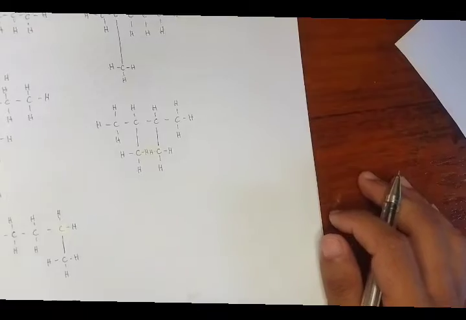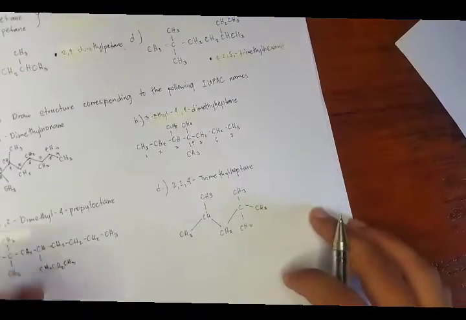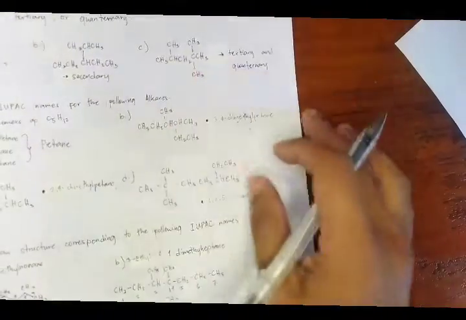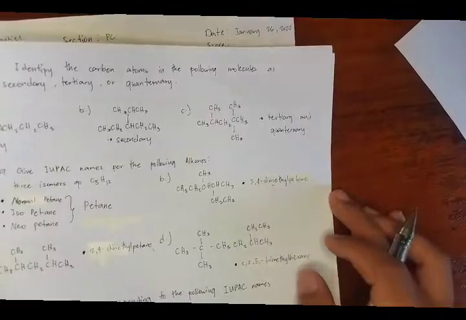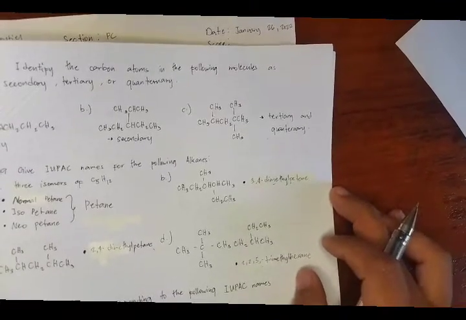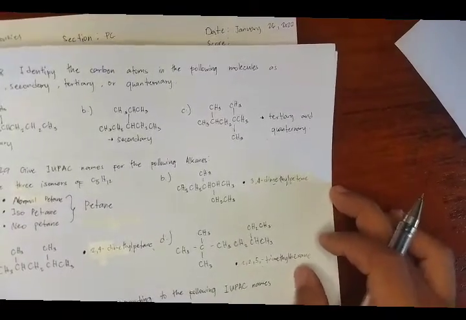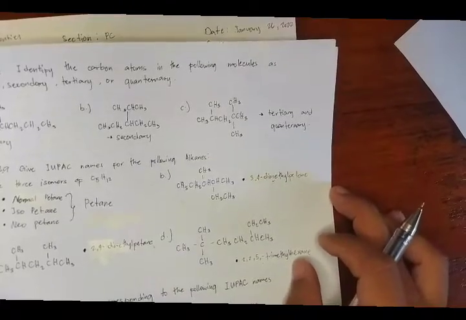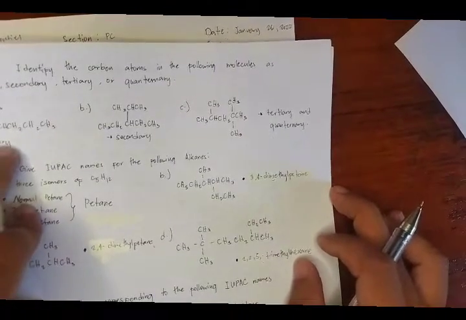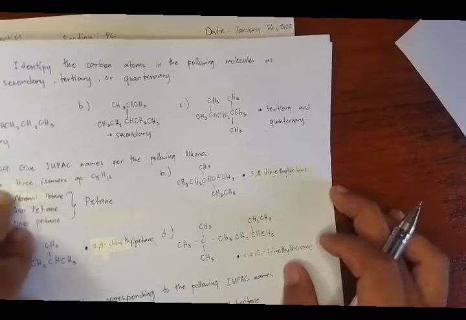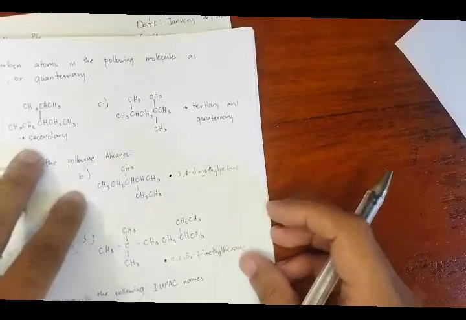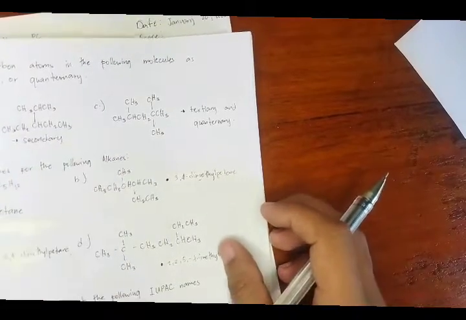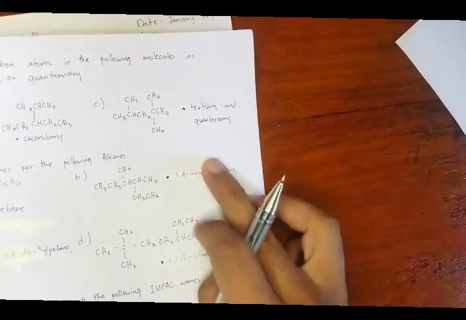We will proceed to problem 2.8. Here we are going to identify the carbon atoms in the following molecules as primary, secondary, tertiary, or quaternary. This is actually very simple. We see here it is bonded in the first carbon chain. We have the primary, letter B, the secondary, letter C, the tertiary, and also a quaternary.